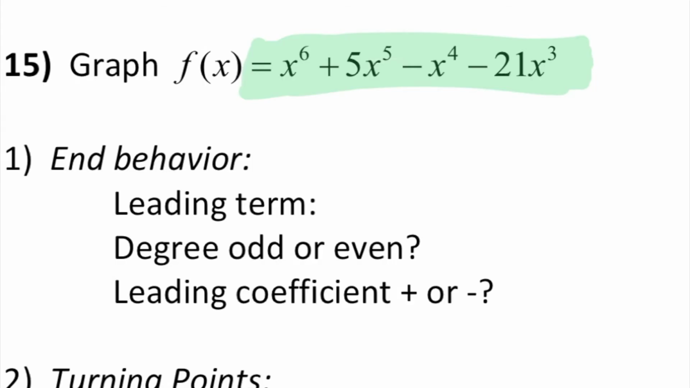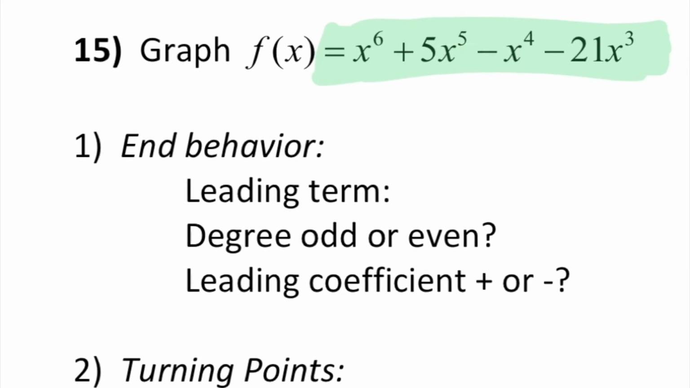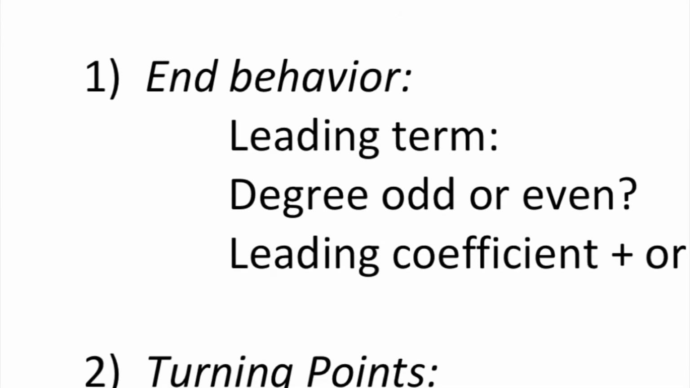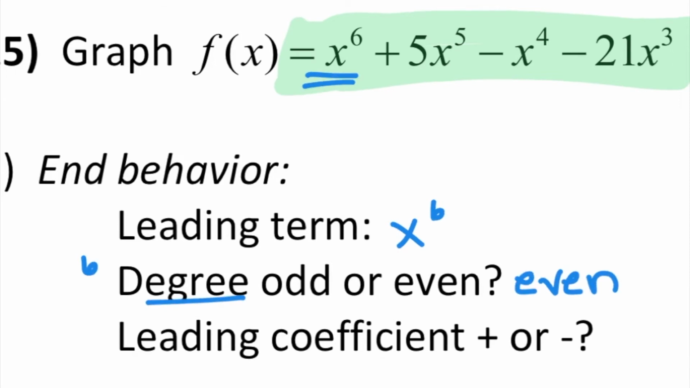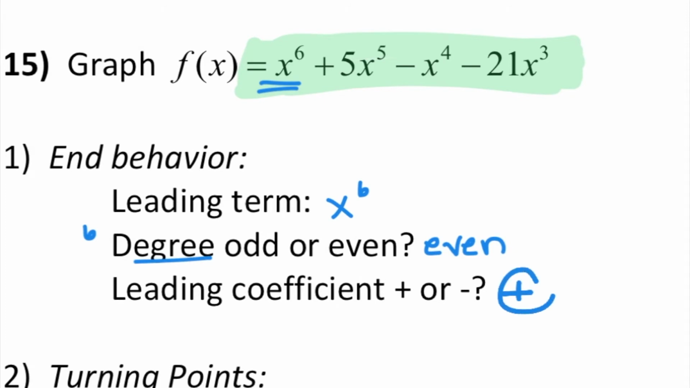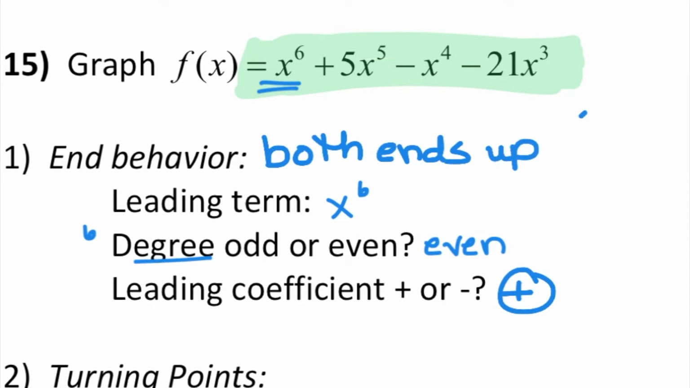So now that you're back, hopefully you have all of that graph typed into Desmos and you can look at it while you're working on this. To determine the end behavior here, your leading term is x to the 6th power. The degree, which is 6, is an even number, and your leading coefficient, +1, is positive. And so once again, both ends of this graph go up, or up and up.